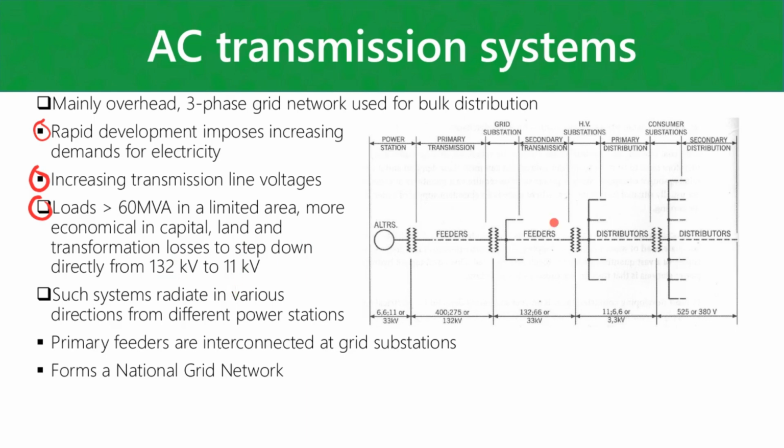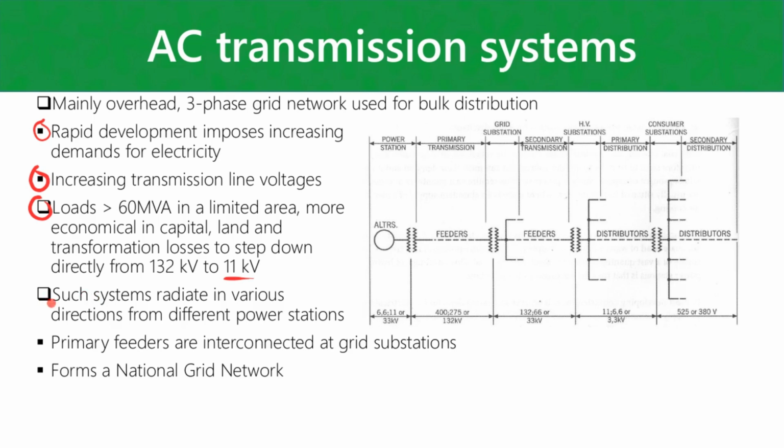So if we take a look here, this is basically our secondary transmission, so maybe between cities. You have 132 kilovolts, and if you step down to 11 kilovolts, you actually already have consumers at that level, usually factories and mines, right?